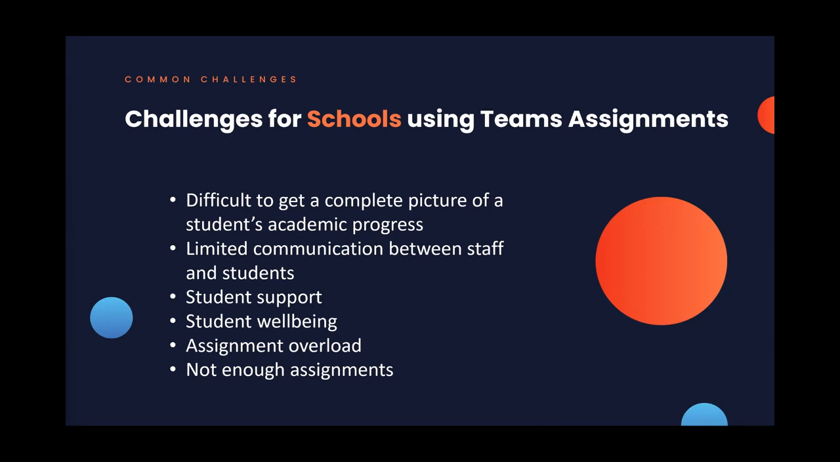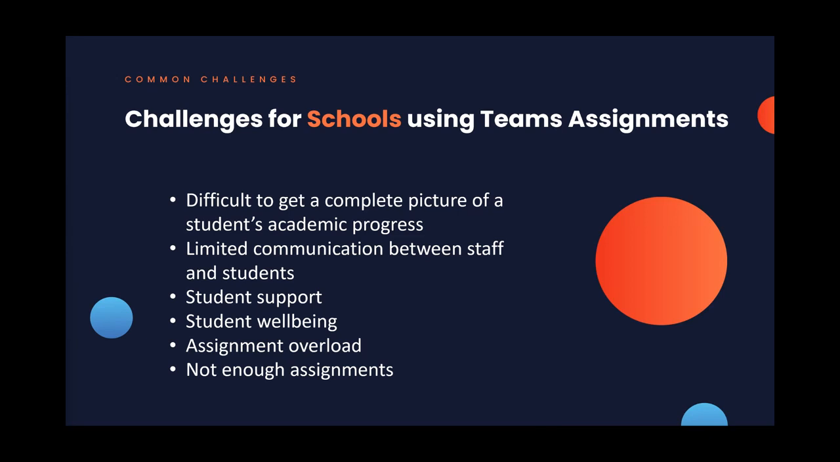So some of the challenges for schools using Teams assignments out of the box is it can be really difficult to get a picture of how students are doing in the school. You may not know what assignments a student has. You may not know if they've completed them on time or not, unless you're their class teacher for that particular assignment. So it can be quite limiting, if you're somebody who needs a good overview of that student's progress over time. So that's one of the challenges we found that schools were facing.